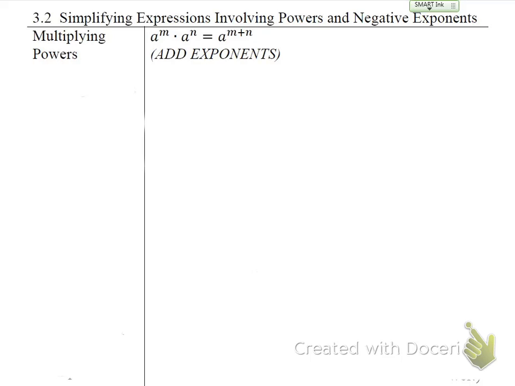So when we are multiplying powers, I have a to the power of m times a to the power of n. When you have that, you are going to be adding exponents. So your answer will be a to the m plus n.